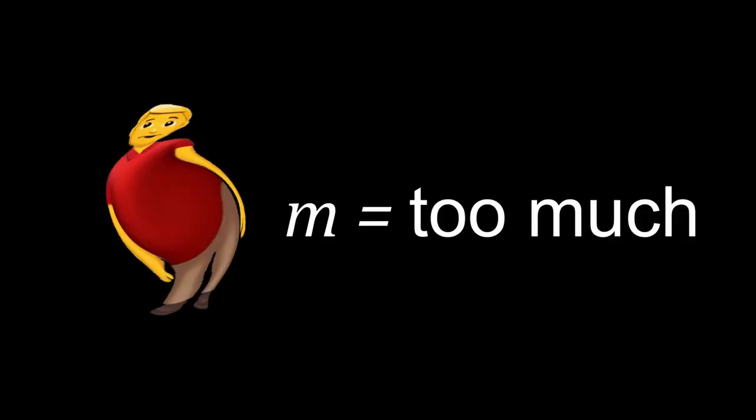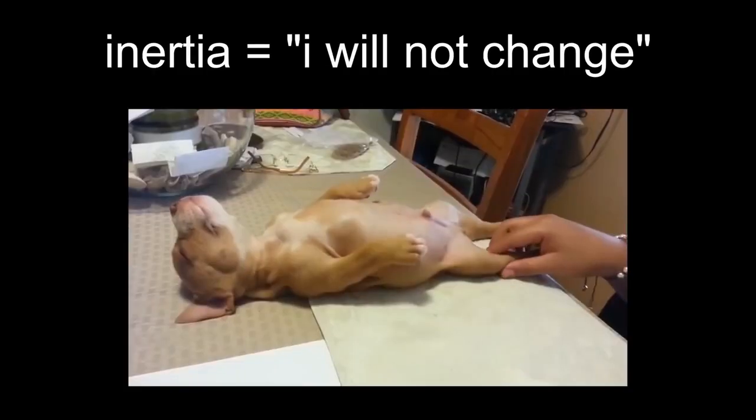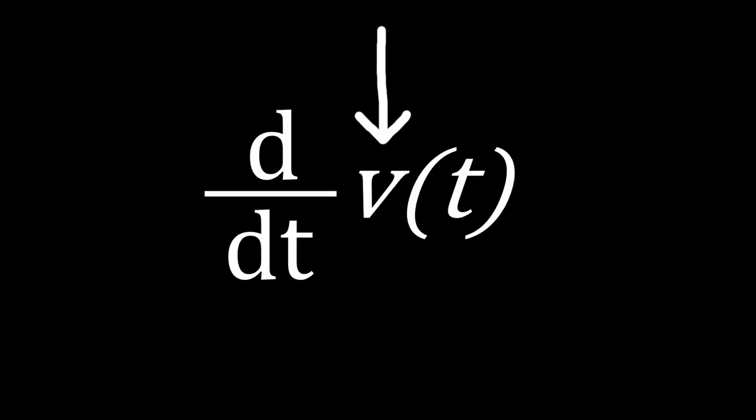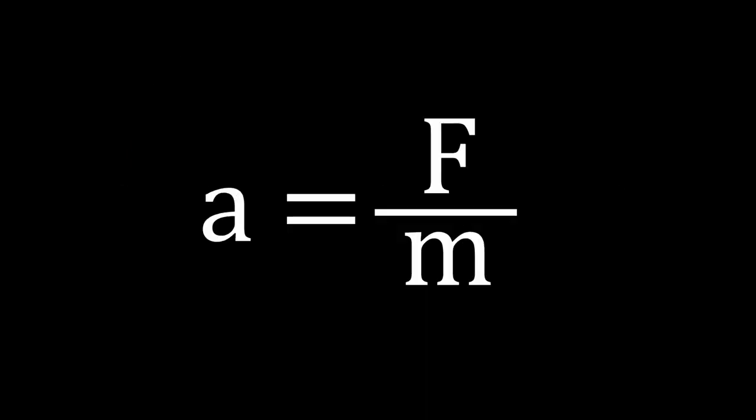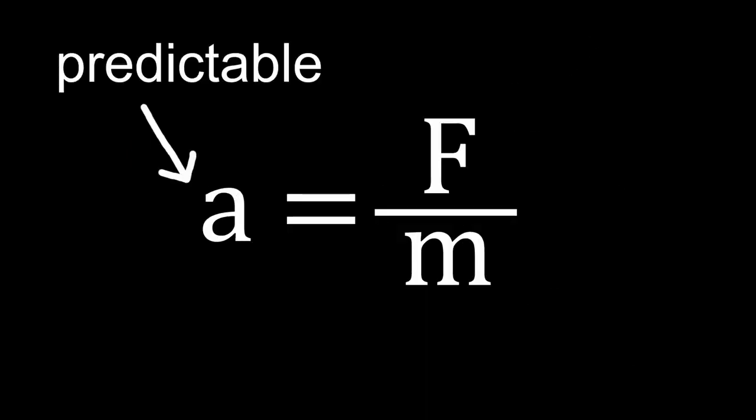Force is a push or pull on something in a certain direction. Mass tells you how much of something there is, and it's also a measure of inertia, but we'll get to that later. And acceleration is the derivative of velocity with respect to time, but that's too many big words for my taste, so let's just say it's how fast your velocity is changing. The key takeaway is that if you apply force to a fixed mass, you get a predictable amount of acceleration.